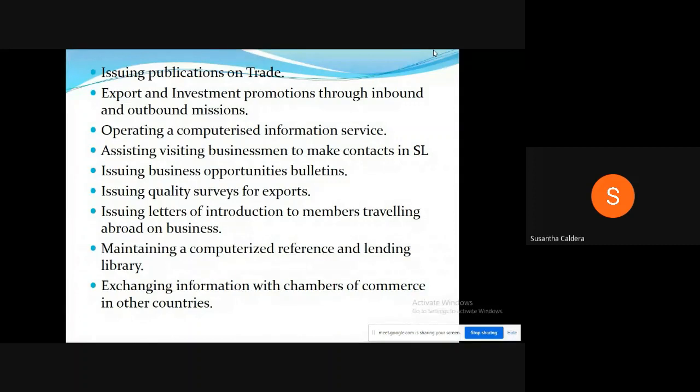They also issue letters of introduction to members traveling abroad on business. If they are members of the Chamber of Commerce, they issue a to-whom-it-may-concern letter of introduction: Mr. Perera is a well-known businessman in Sri Lanka. When that person goes abroad on business and visits a government or private organization, he can submit that letter. That gives a better value.